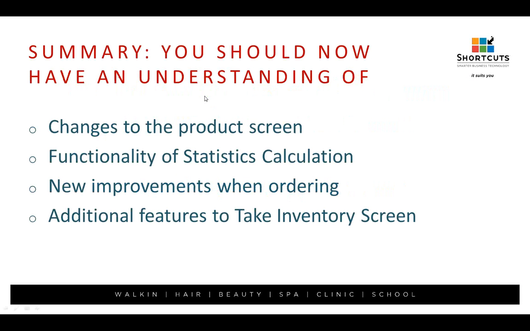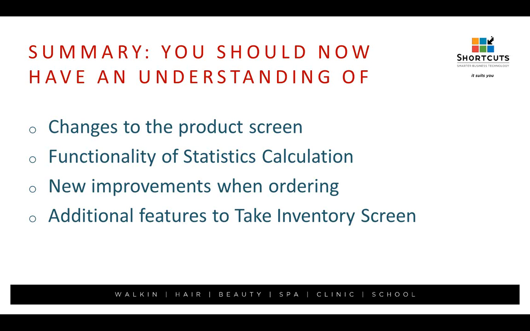So, a summary of what we covered today. You should now have an understanding of the changes to the product screen. Just to review, no more required level. Now you have maximum and minimum levels, and the maximum level is the one that gets updated based upon the statistics calculator. You should also now understand the functionality of the statistics calculation tool, how to set all of your settings, what they mean, and also how to run the tool.